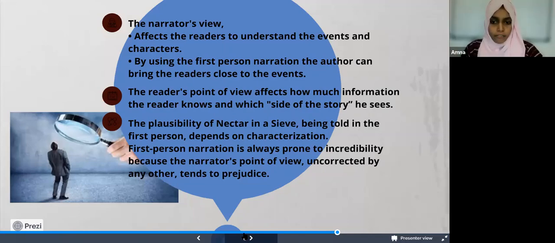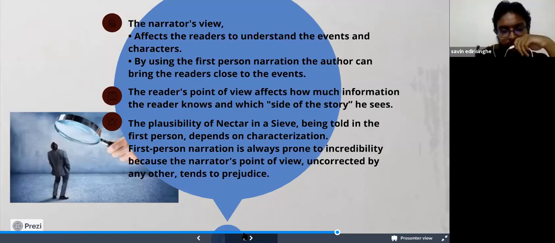The flexibility of Nectar in a Sieve being told in the first person depends on characterization. First-person narration is always prone to incredibility because the narrator's point of view is uncharacterized by any other sense of prejudice. Literary devices and imageries are found throughout the whole novel. It helps the reader to visualize from the character's point of view. The ten minutes is up.